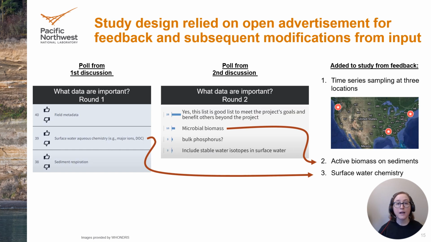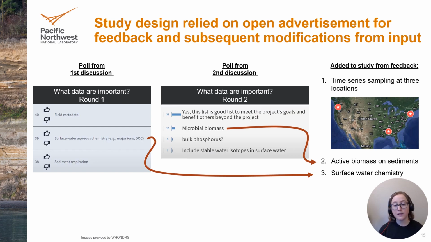We widely advertised several virtual open meetings to discuss and get feedback on the draft study design from anyone who wanted to attend. At those discussions, we used Poll Everywhere as one tool to gather real-time feedback from many voices at once. You can see in the first two images on this slide some real poll responses from two of the meetings. We asked about data types of interest, and then at a subsequent meeting had a specific data type list for comment. As a result of these discussions, we made changes to the study design, including adding time series sampling and adding new analyses.